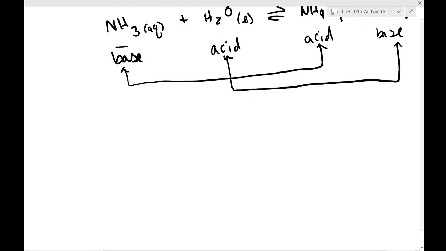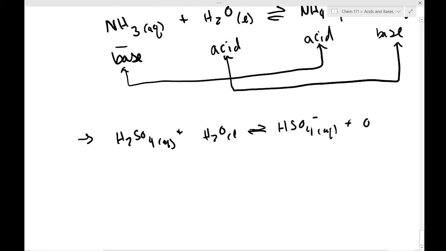Okay, and you can find this in most any acid-base reaction. For example, if we were to react H2SO4 with water to form HSO4 minus plus H3O plus.